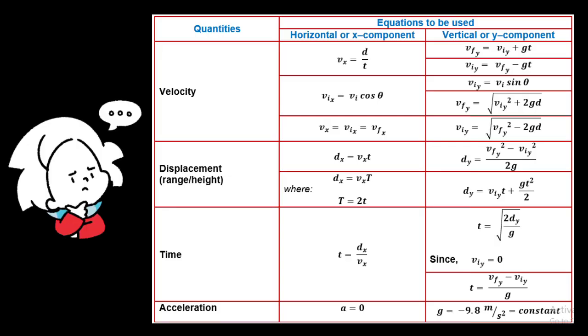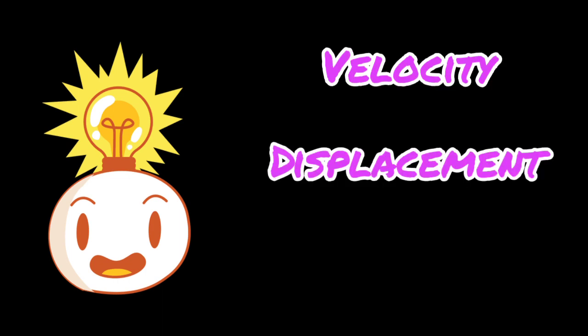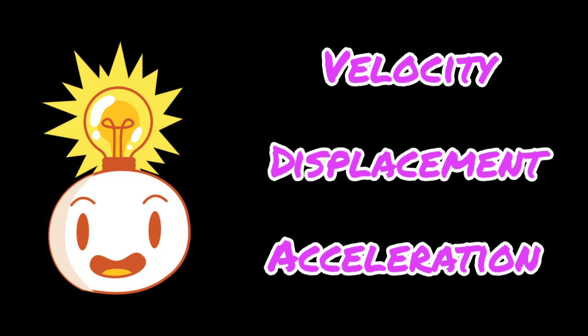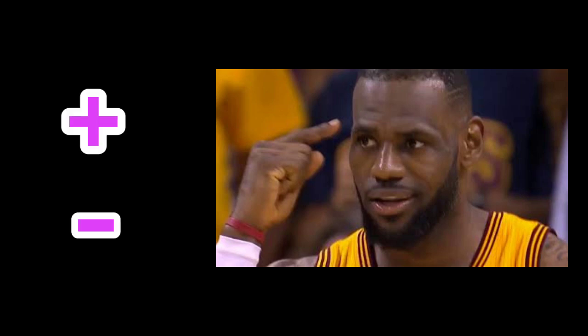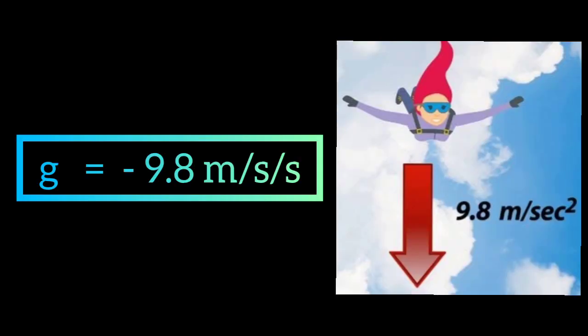Note that before using these equations, you need to write the quantities given in the problem. And by doing that, you also have to remember that velocity, displacement, and acceleration are all vector quantities. So be mindful in putting signs, whether it's positive or negative, before the value of each quantity. For gravitational acceleration, however, always use negative 9.8 meters per second squared, since it is due to the Earth's pull of gravity, which is directed always downward.